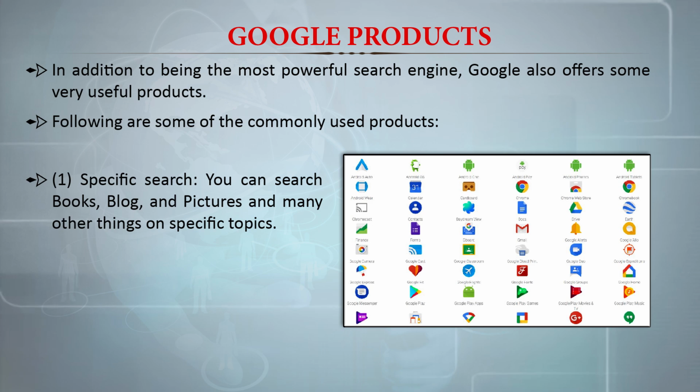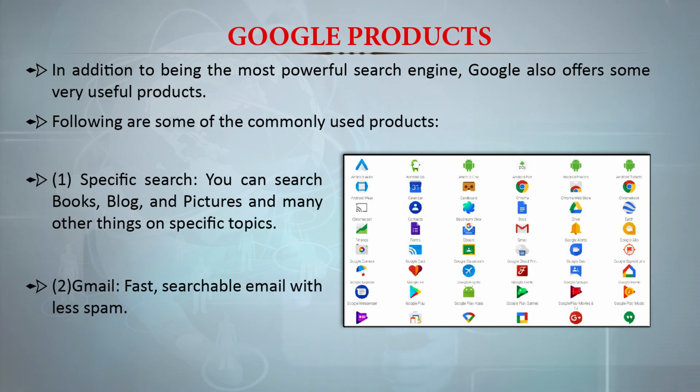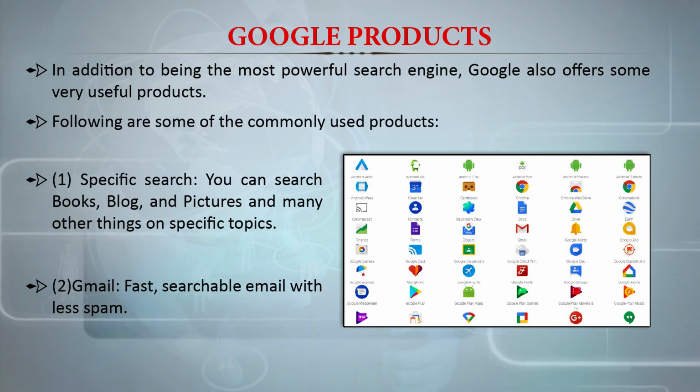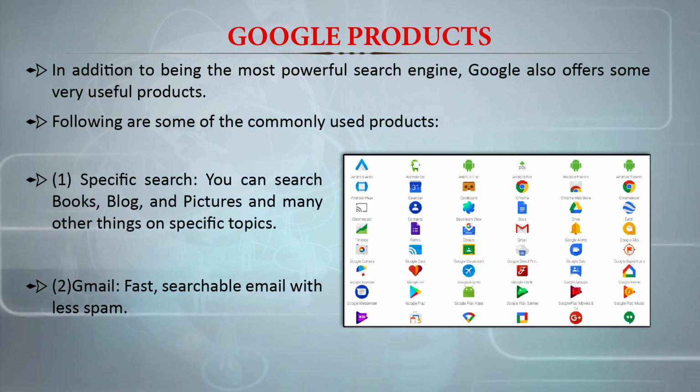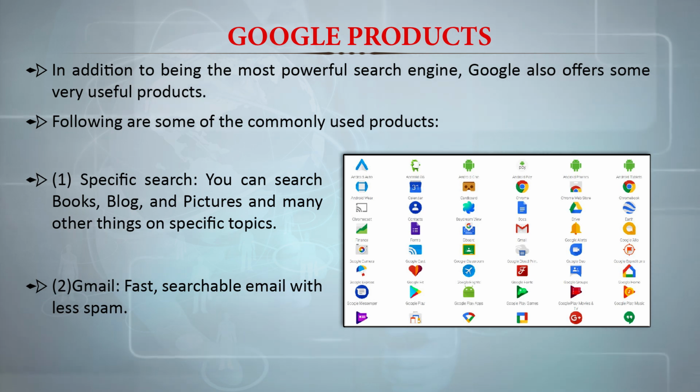So, using this particular specific search option will save time for us. Now, let us have a look at the other products that are available. One is Gmail. This is the fast searchable email with less spam. Of course, when I say fast searchable email with less spam, you need to look at the word fast, which may be now given to some other search engine or to maybe another email option. So, Gmail is one of the fast searchable emails with less spam.